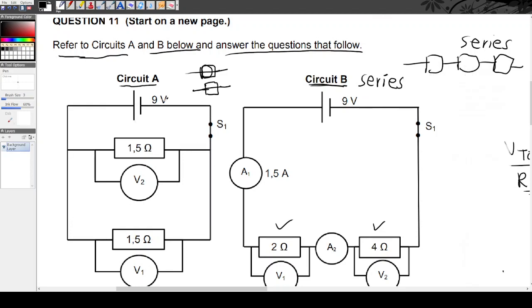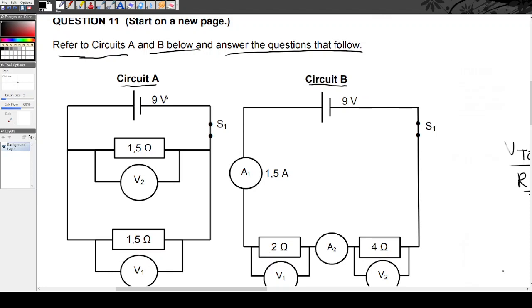Now let's take a look at circuit B. In circuit B, remember I said circuit B is a series circuit. Why? Because the resistors of circuit B are in series to each other. One is after the other resistor. They are following each other. It's like they are tied to each other by some string or something. There's one after the other. Hope it makes sense what I'm trying to say.